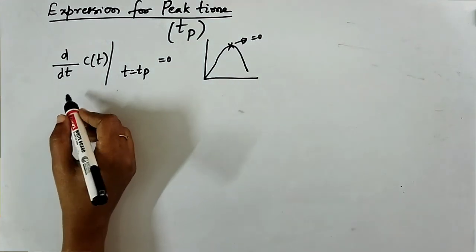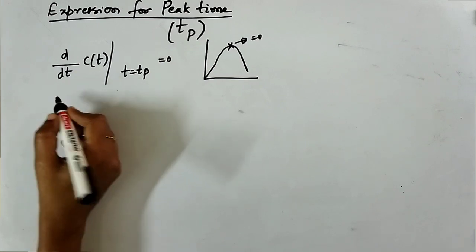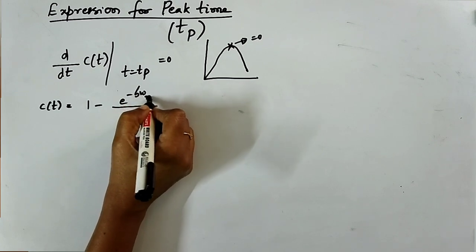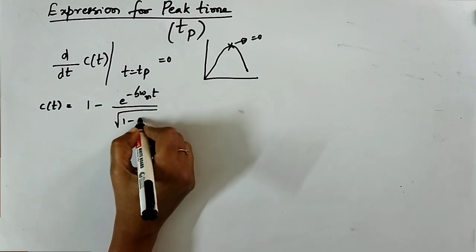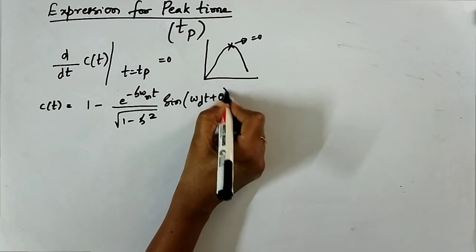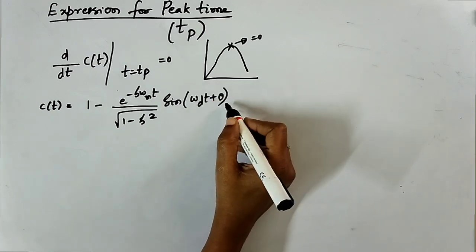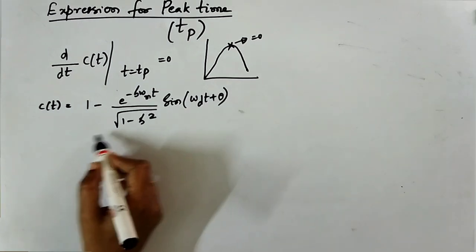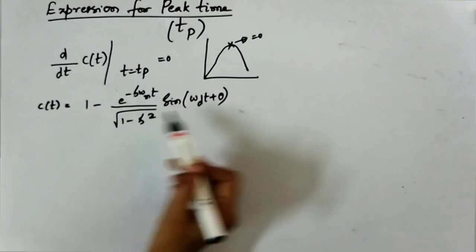Now here the unit step response of a second order system is c(t) equal to 1 minus e power minus zeta omega n t by root over 1 minus zeta square into sine of omega d t plus theta. Already we have found this expression in the earlier sections, so please check out the video there. Here we are supposed to differentiate this and equate it to 0.